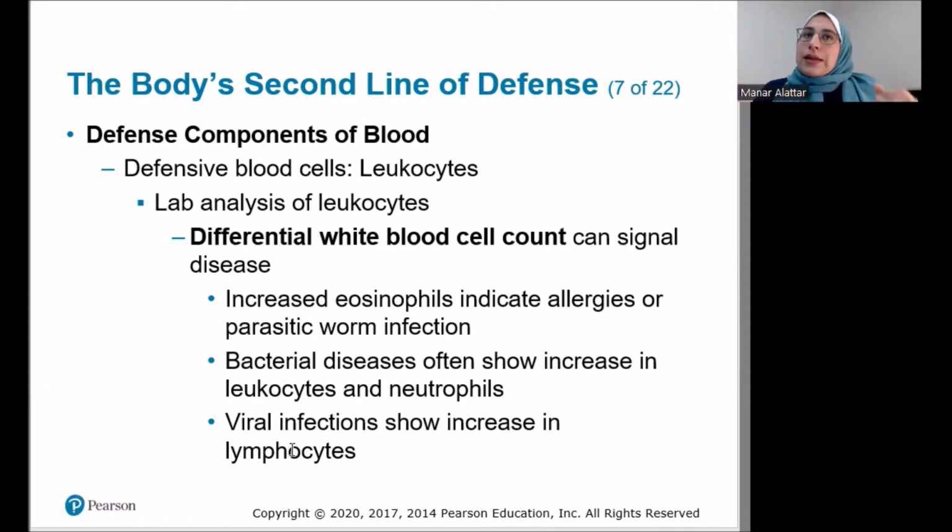And then lymphocytes tend to be more the reaction of the body to viral infections. So it's not foolproof, but it does give you an idea of what the potential pathogen is. It is also the reason, the recruitment of white blood cells, that is the reason why we get pus when there are infections within the body.